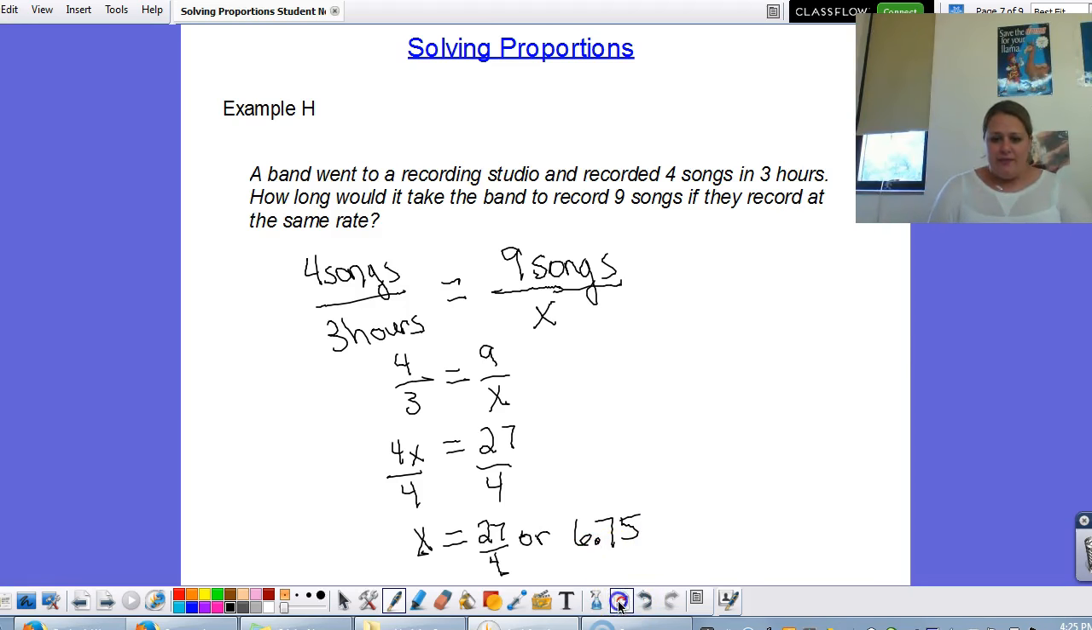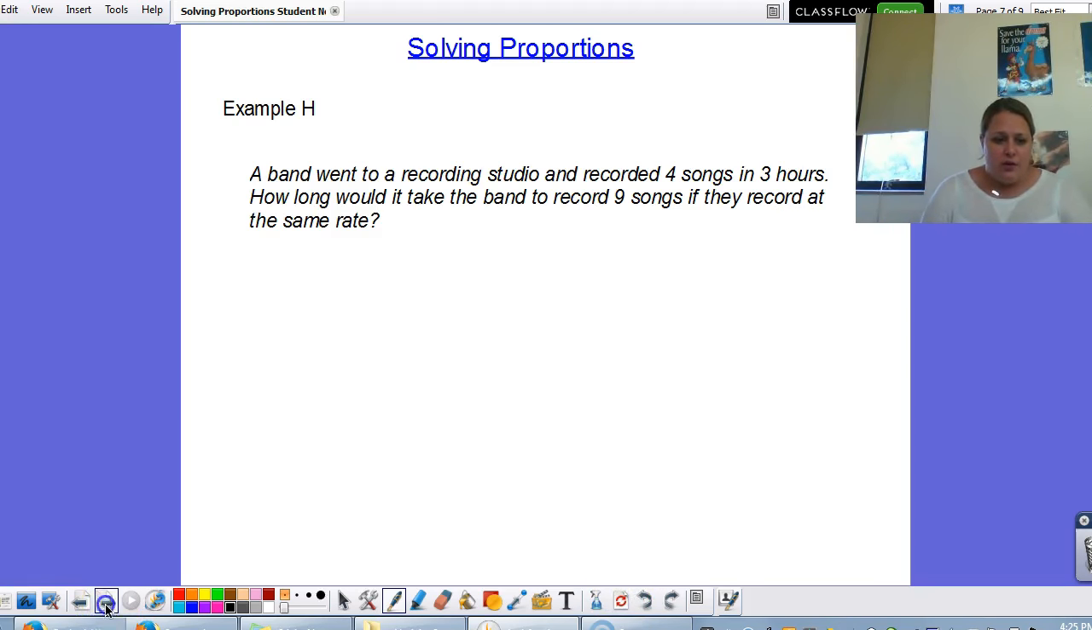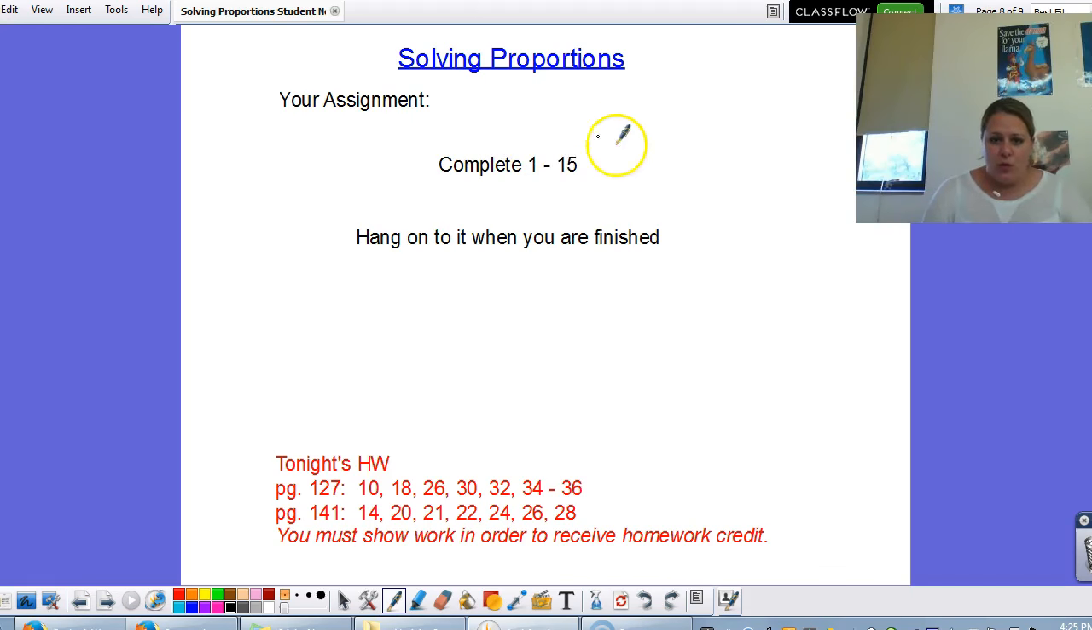Now, here's what you're going to do. You are going to pick up the assignment 1 through 15, and it is setting up the word problems. So you're going to read it and set them up. Remember, just be consistent. Once you get them set up, you're going to work them out. And when you're done, just hang on to it.